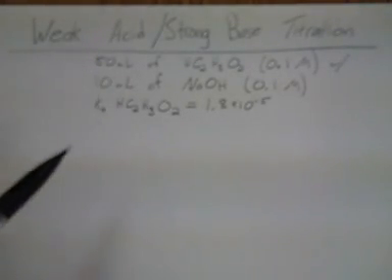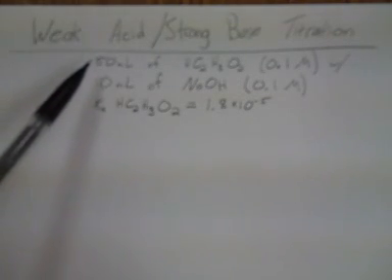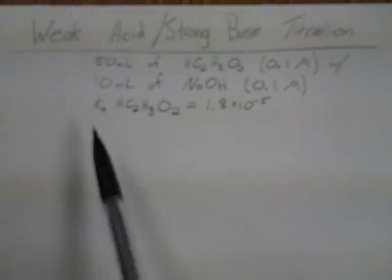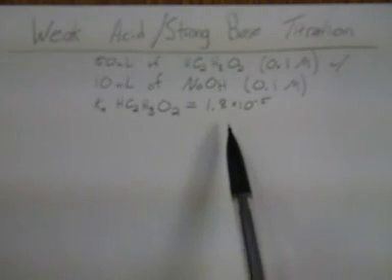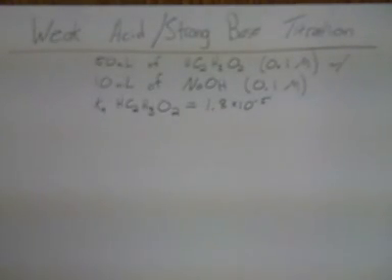And because this is a weak acid problem, you need your Ka value of acetic acid, which will be given in the problem. And for acetic acid, it's 1.8 times 10 to the negative fifth.